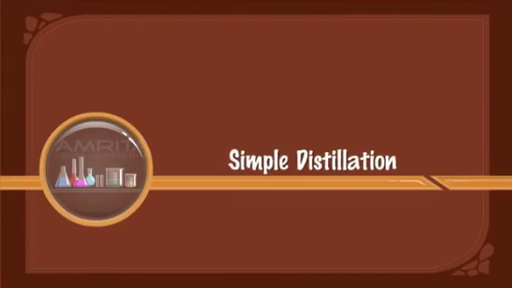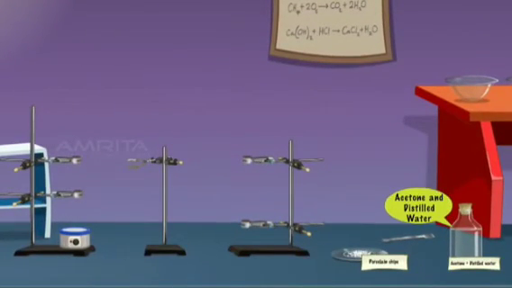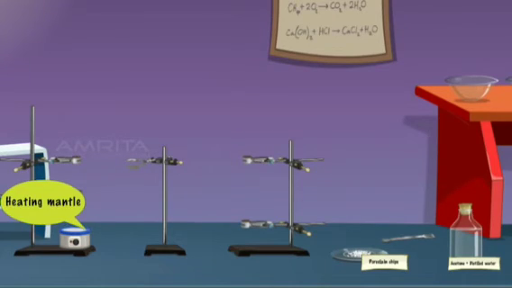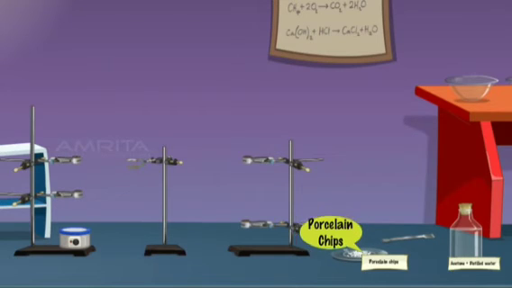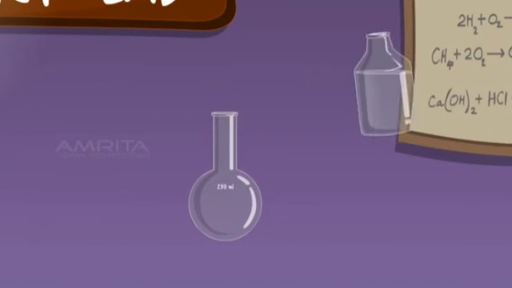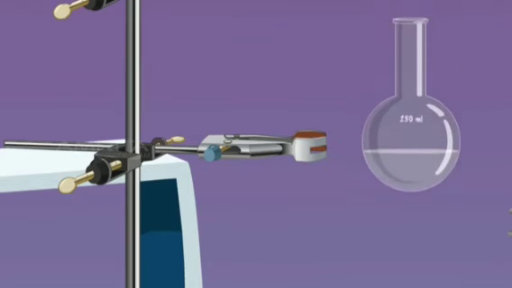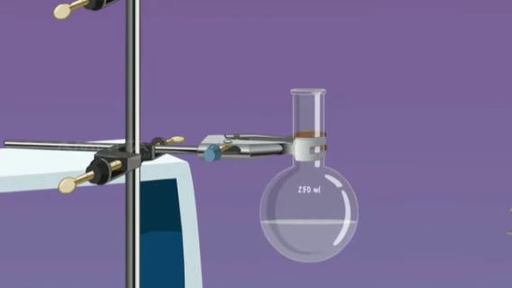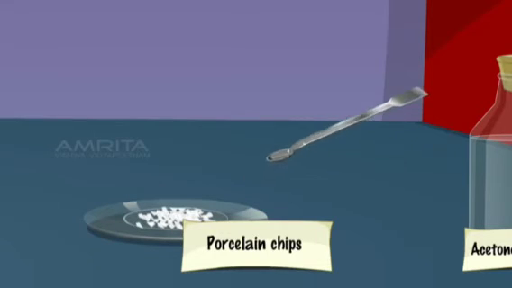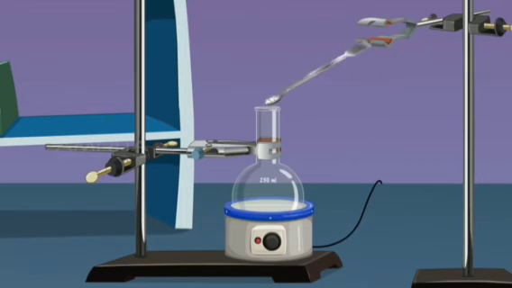Simple distillation. We require a mixture of acetone and distilled water, stand with clamp, heating mantle, and porcelain chips. Take a mixture of acetone and distilled water and pour it into a 250 ml RB flask or distillation flask. Clamp the RB flask to a stand and place it in a heating mantle. Take some porcelain chips using a spatula and put them in the RB flask to avoid bumping while boiling.